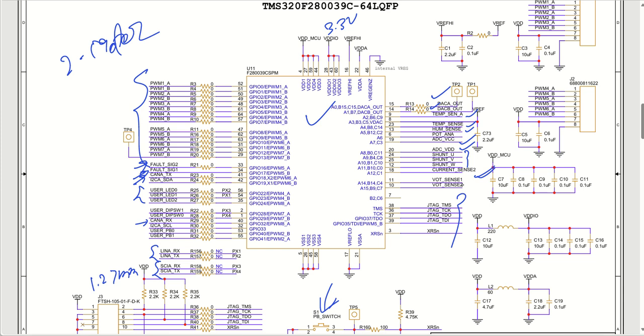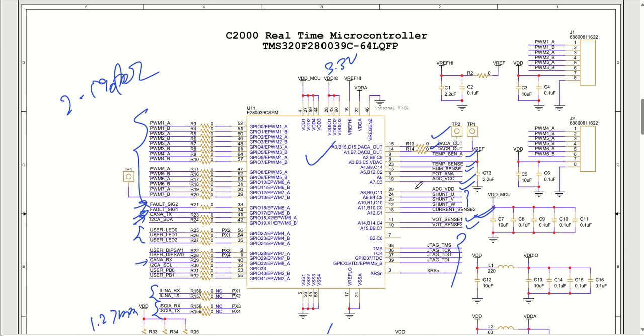Then we have over voltage temperature sensing, of the IPMs or any places that you want. So this is the way my microcontroller pins have been assigned. All right. So this was all about the microcontroller section.